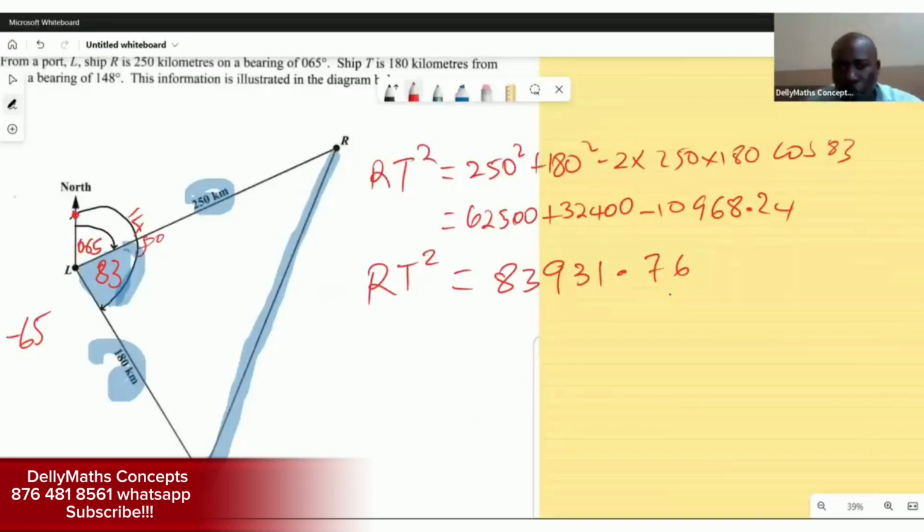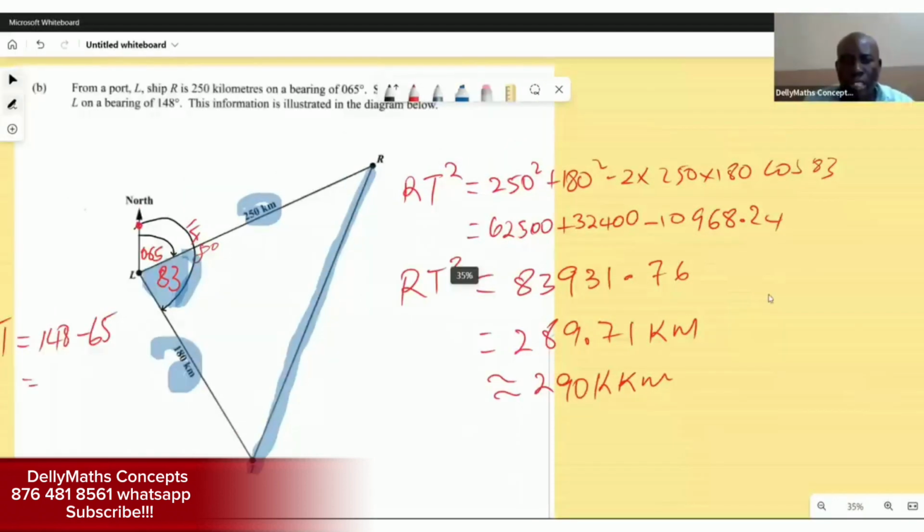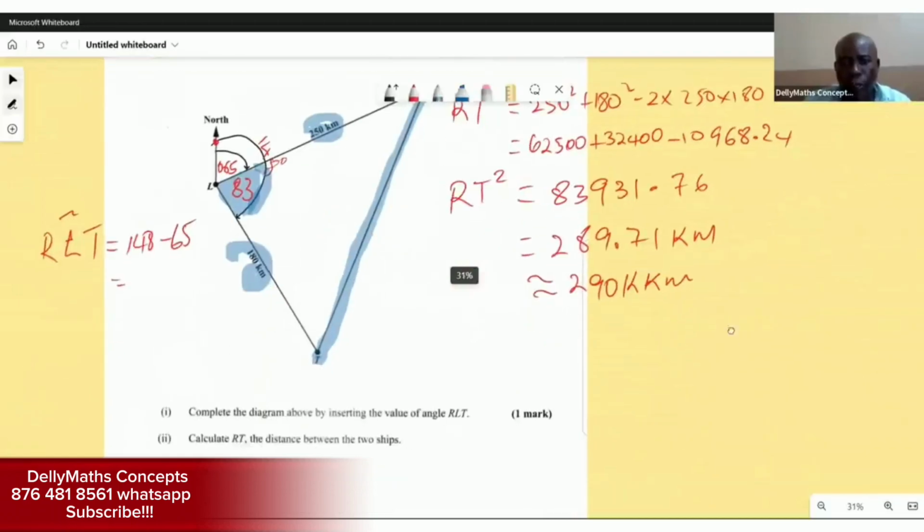So the root of that will land me 289.71, definitely kilometers. They didn't ask us to round off anything. So this is basically approximately 290 km. All right, this is basically 289.8. So it depends. Any one of those would be a good response right now. Very good.